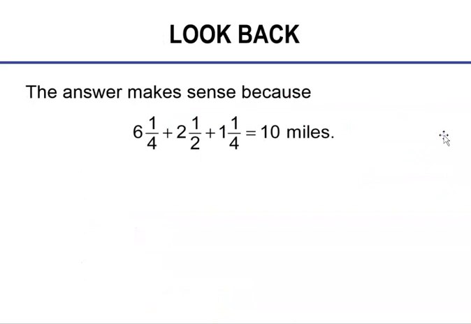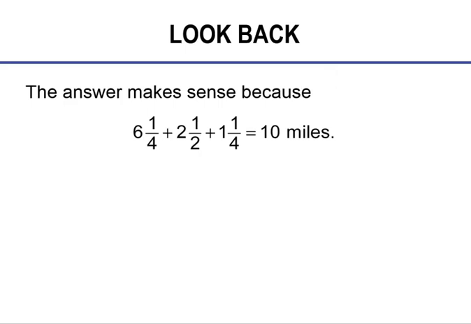Now let's take a look back. The answers make sense because 6 1/4, remember that's for the first 3 weeks, plus 2 1/2, plus 1 1/4 does equal 10 miles. Now again, the real way to do this, and we're going to break this down in a lot of detail when you jump into the fractions section, is you need a common denominator so you can add those 3 fractions together, and then you'll add the whole number parts together also, and then you'll have to simplify that fraction to get the 10 miles. If you're worried about fractions, go ahead and take a minute, pause it, and work that out yourself to make sure you realize it really does equal 10 miles.